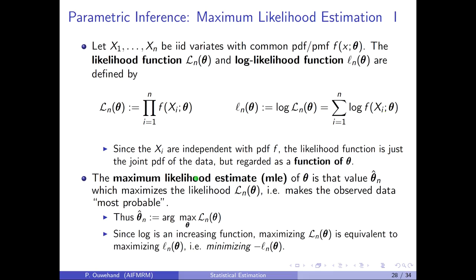The maximum likelihood estimate of θ is that value θ-hat_n which maximizes the likelihood L_n(θ). In other words, it makes the observed data most probable. Now, as log is an increasing function, maximizing capital L_n(θ) is equivalent to maximizing little l_n(θ). In other words, these two functions have a maximum at the same value of θ. And again, that is the same as minimizing minus l_n(θ).